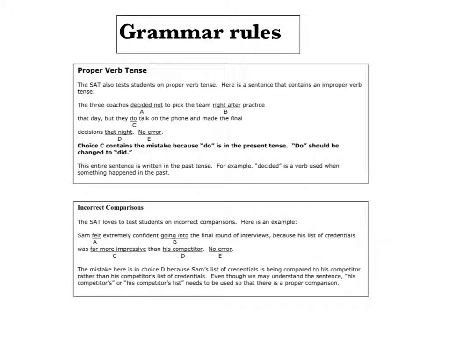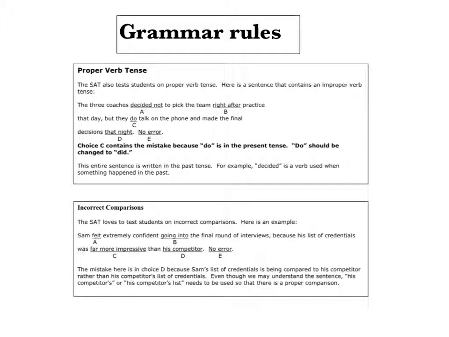You have to make sure you have the proper verb tense, if it's in the past, present, or future, for instance. Three coaches decided not to pick the team right after practice that day, but they do talk on the phone and made final decisions that night. Now C says do, that's the present tense. Right? We wanted to get the past tense though, because they decided not. As they decided, you need to make do into did. Did will be a past tense.